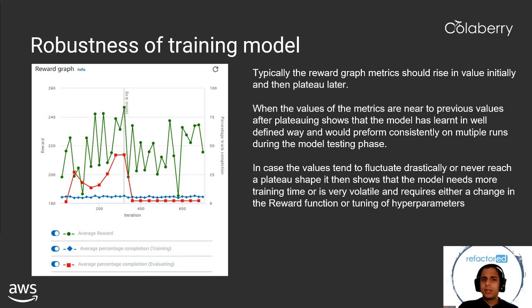To check for the robustness of a model, typically the reward graph should rise in value initially and then plateau later. When the graph of the metrics are near the previous values after plateauing, it means the model has learned in a well-defined way and would perform consistently on multiple runs during the model testing phase. In case the values tend to fluctuate drastically or never reach a plateau shape, this means that the model either needs more training time or is very volatile, thus requiring either a change in the reward function or tuning of hyperparameters.